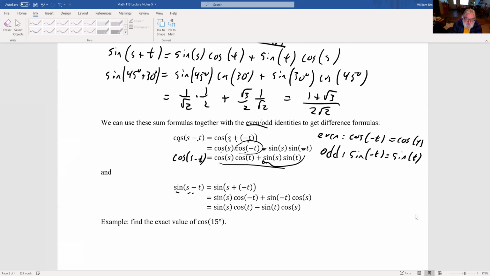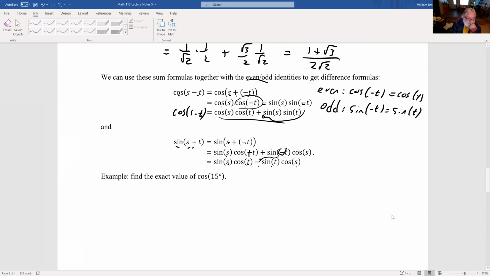Sine of s minus t, same procedure. s minus t is s plus minus t, so you get this by plugging everything into the formula, and then you get sine of s cosine t minus sine t cosine s, because that minus sign comes out, because sine is odd, that minus sign goes away, because cosine is even.